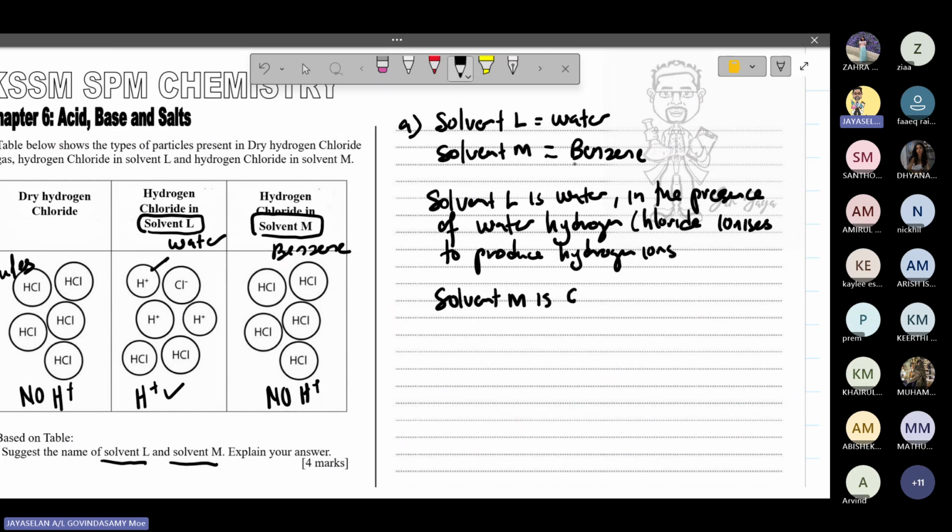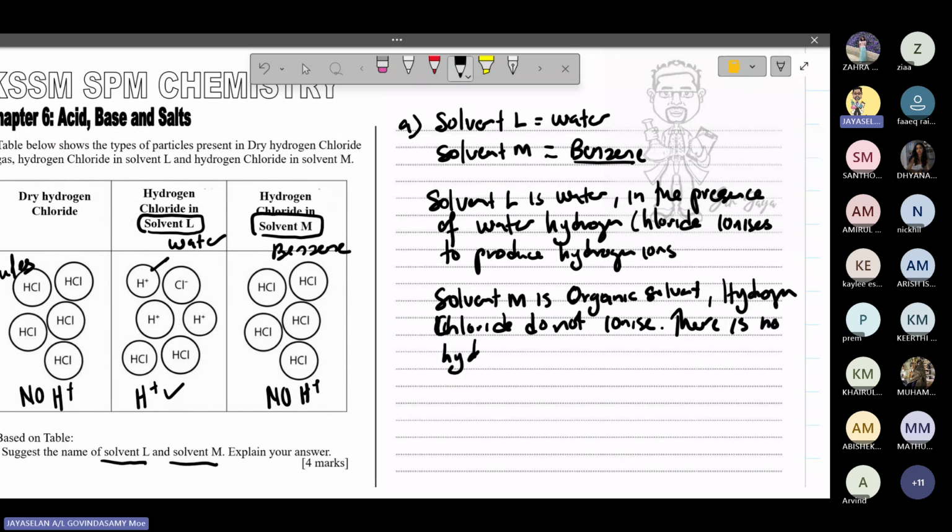Okay, here you, I already gave an example, right? So here you write: is organic solvent. Okay, organic solvent. Then you put here hydrogen chloride, hydrogen chloride does not ionize. Do not ionize. One marker: there is no what ion? Hydrogen ions to show acidic properties.